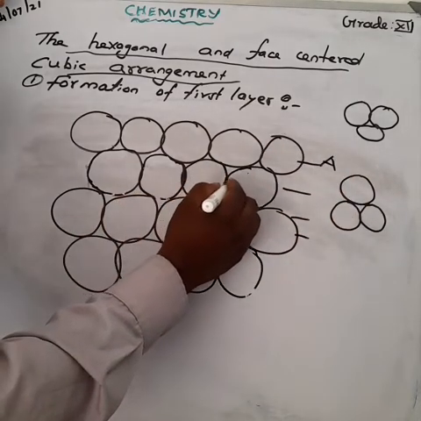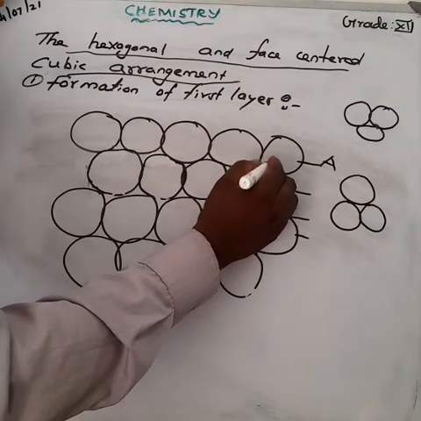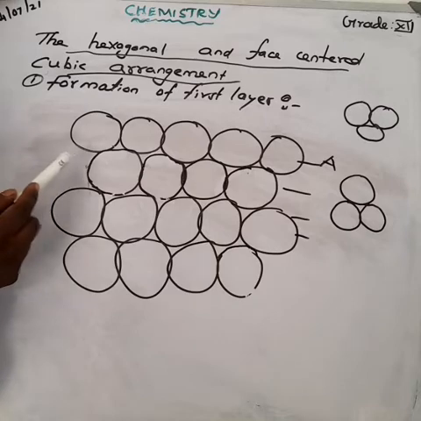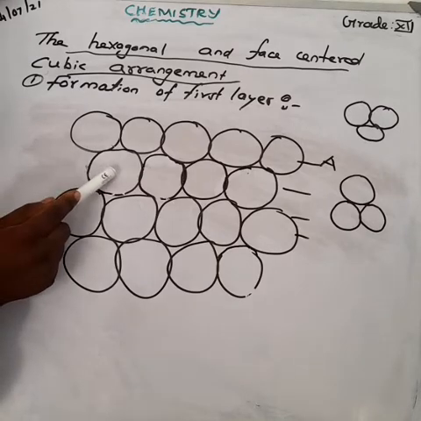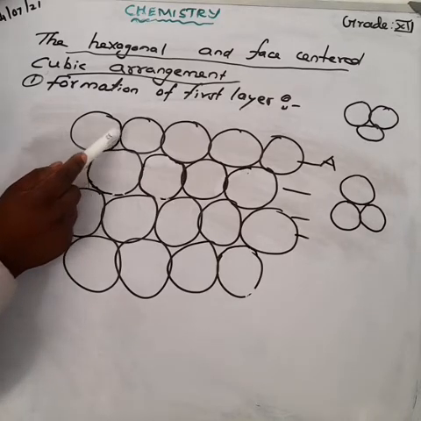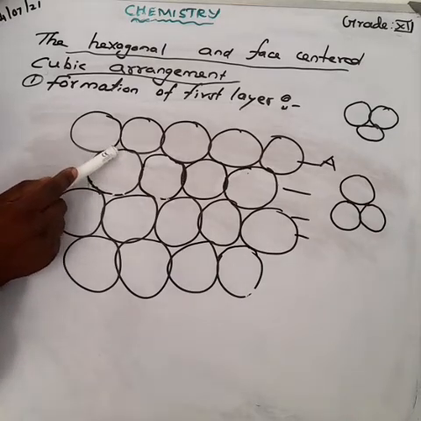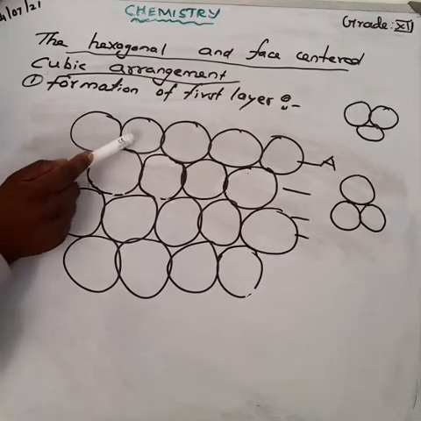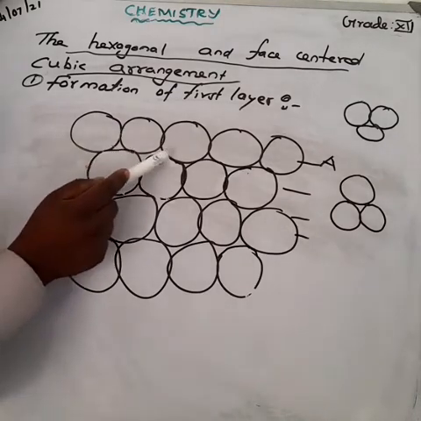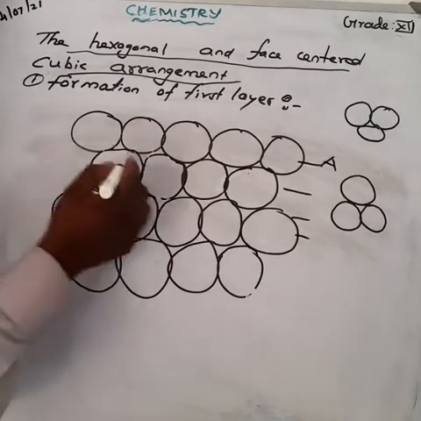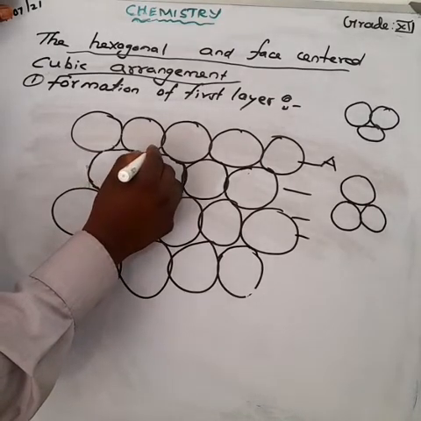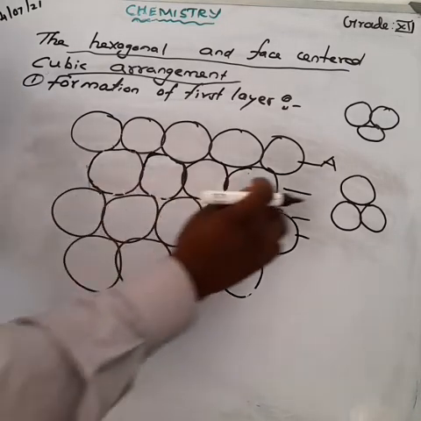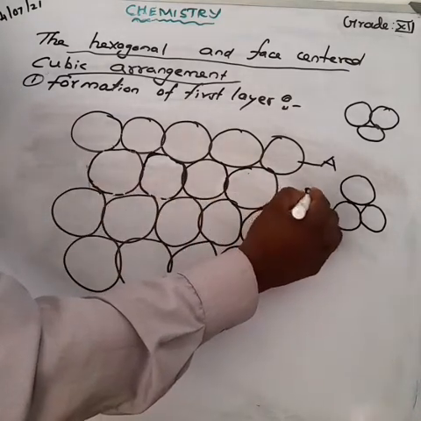Next, what about the second row? Be careful here. The spheres of the second row fit into the depressions of the first row. Don't forget that. This I am giving the name B. Okay, first I gave the name A, and the second row I give the name B.